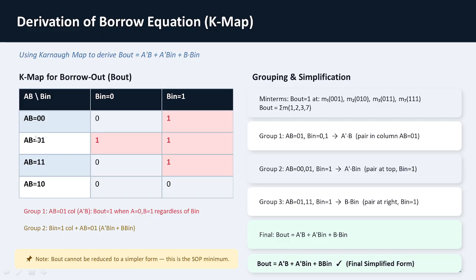AB00 and AB01. Okay, these are my adjacent places. And you get adjacent values when you have B in as 1, right? When you have B in as 1, that is the time you are getting adjacent ones. So that's why you're showing B in. Now I'm going to group based on adjacent values. So I have adjacent ones when I have B in as 1. Okay, so that's why you're grouping those values.